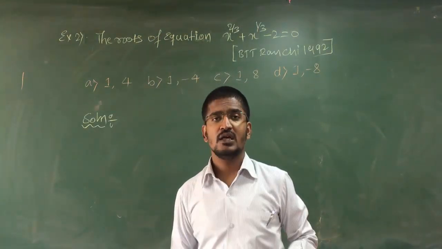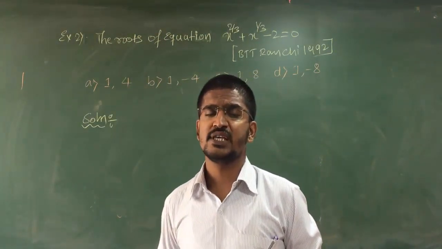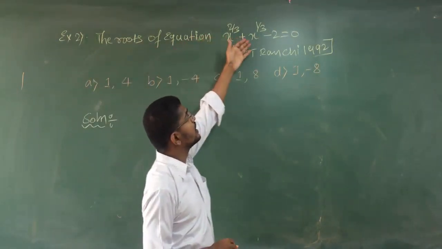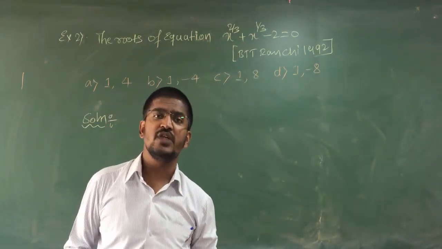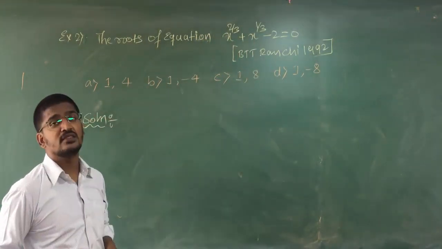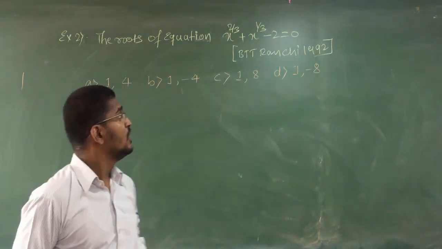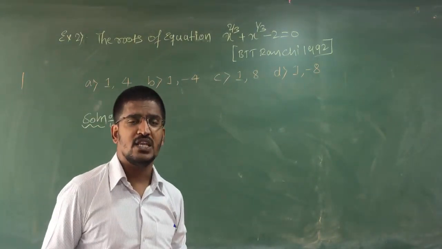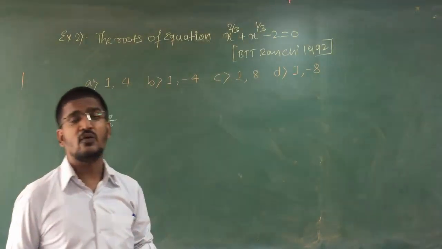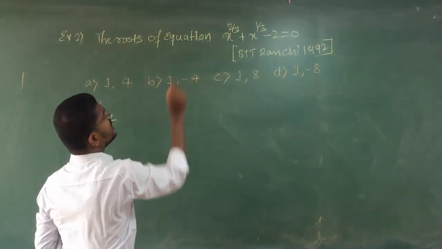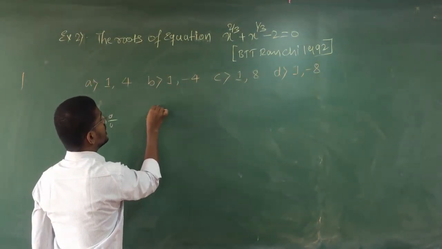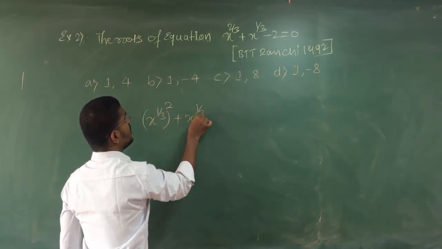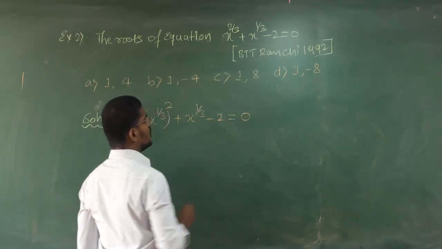Now let us go for the second problem. What is your second problem? The second problem is the roots of the equation. They are asking the roots of the equation x to the power of 2 by 3 plus x to the power of 1 by 3 minus 2 equal to 0. Okay, how can you write that equation? You can write it as x to the power of 1 by 3 whole square plus x to the power of 1 by 3 minus 2 equal to 0.